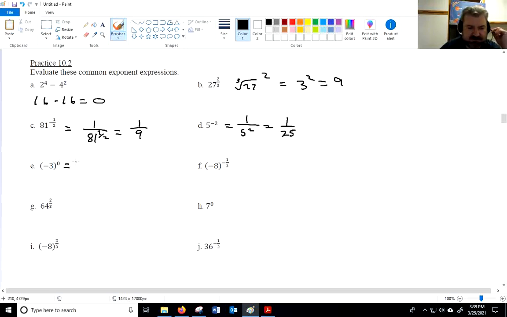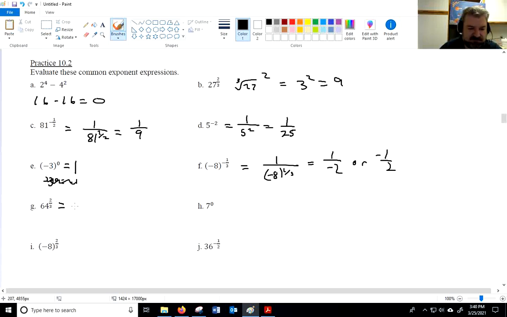Negative 3 to the 0 is just 1, because any number to the 0 power is 1. Do be aware that it's important that the negative was inside the parentheses. Had it been just this, that would actually equal negative 1. But that wasn't what the question asked. All right, this becomes 1 over negative 8 to the 1/3 power. The cube root of negative 8 is negative 2. So this is 1 over negative 2. Or you could write it with the negative on top or out in front. Doesn't matter, just as long as you have one negative somewhere.